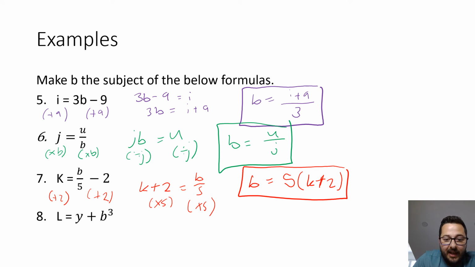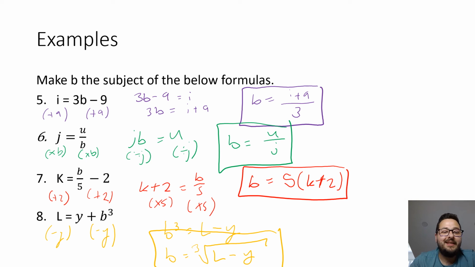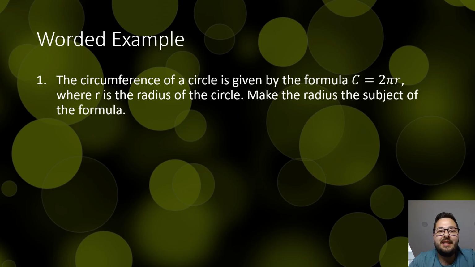Great. And then the last one, we've got L equals y plus b cubed. Let's take away the y first of all. So we end up with b cubed equals L take away y. And then b is just going to be, the opposite of cubed is cube root. So it's going to be the cube root of L minus y. And that's our answer.